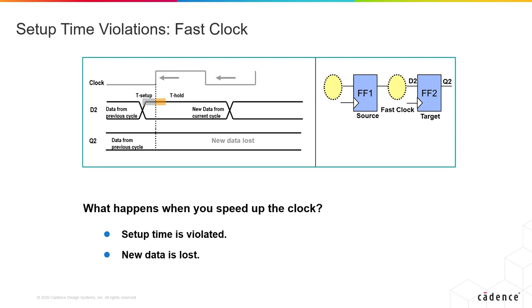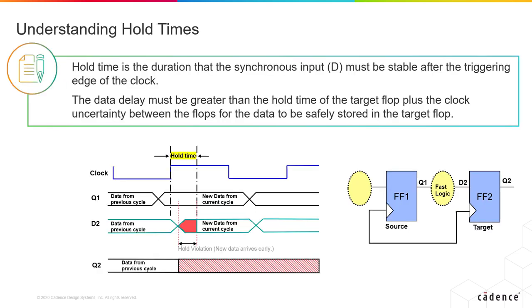The new data is actually lost. For good functioning circuitry, your clock cannot be too fast compared to your data. In order for your data to be safely stored, the other requirement is your hold time. The hold time is the duration that the D input must be stable after the triggering edge of the clock.